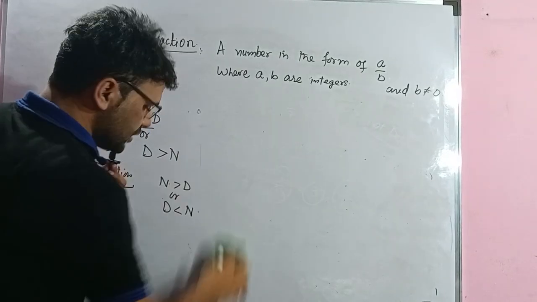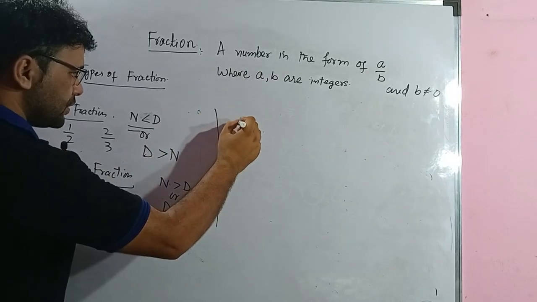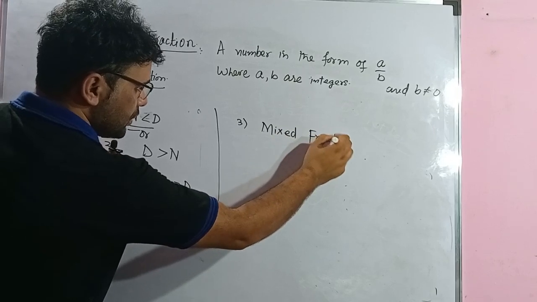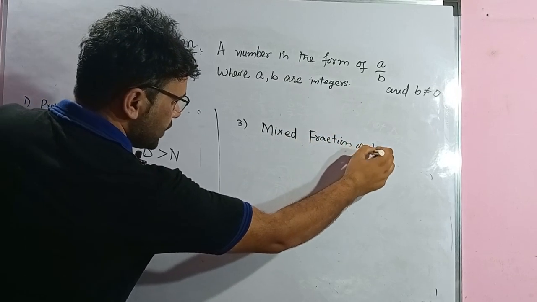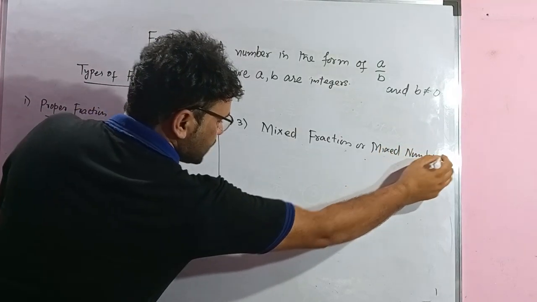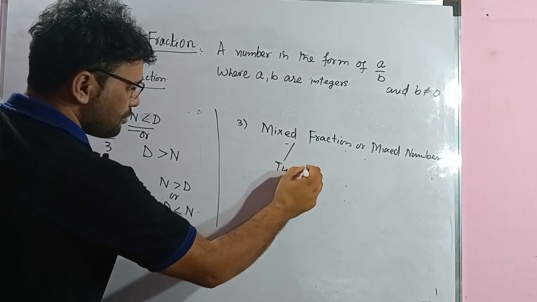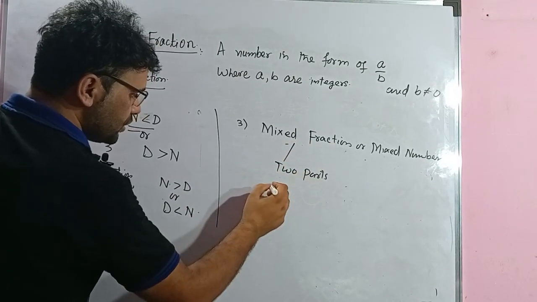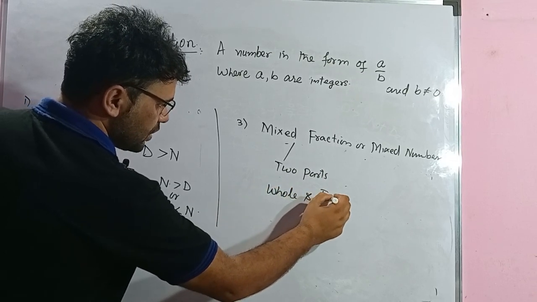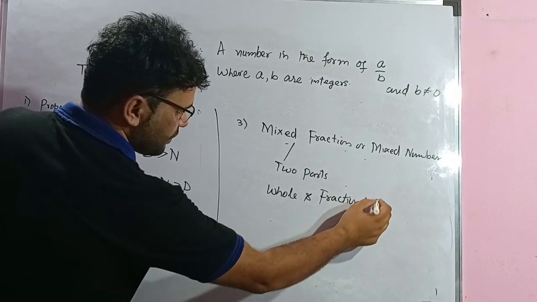Now you can see, an improper fraction can be written as a mixed fraction. There is one more type, that is the mixed fraction, which is also known as a mixed number. In the mixed fraction we have two parts. How many parts? Two parts. One is the whole and the second one is the fractional part.